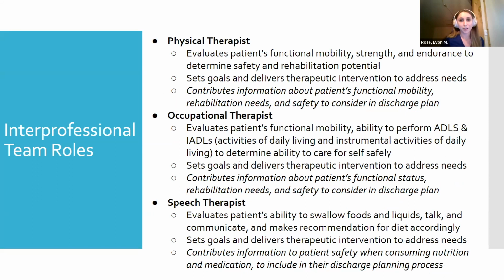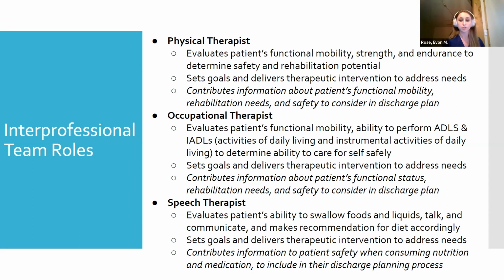We've also got a team of therapists. The physical therapist is evaluating the patient's functional mobility and strength and endurance, and they're going to be really important to determining whether that patient's a fall risk if we were to send them home at this state, or if they would benefit from increased therapy before going home on their own.